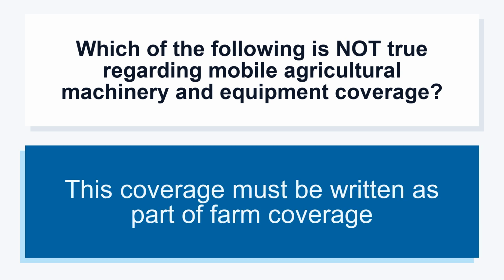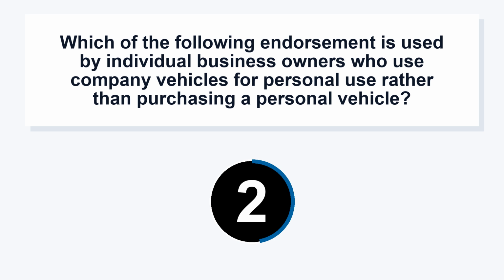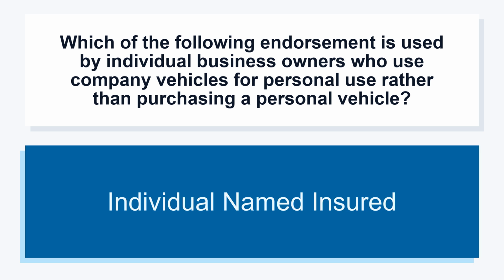This coverage must be written as part of farm coverage. Which of the following endorsement is used by individual business owners who use company vehicles for personal use rather than purchasing a personal vehicle? Individual named insured.